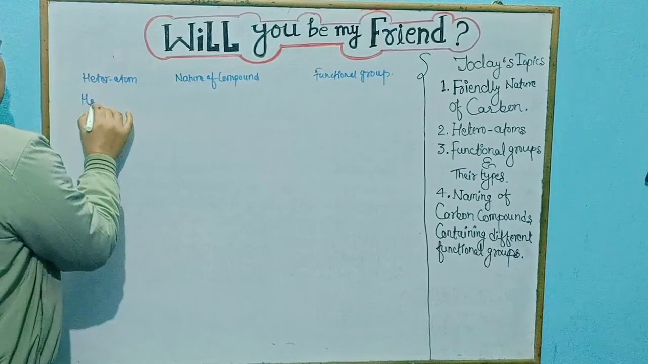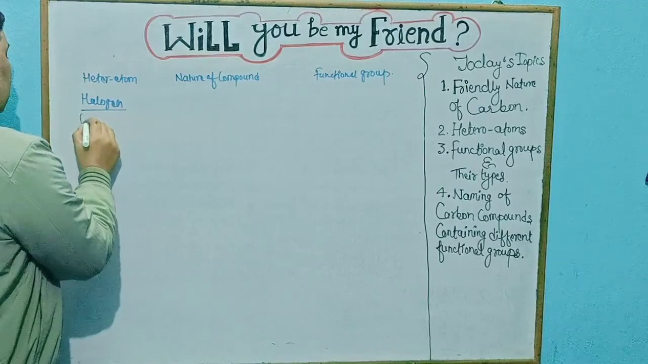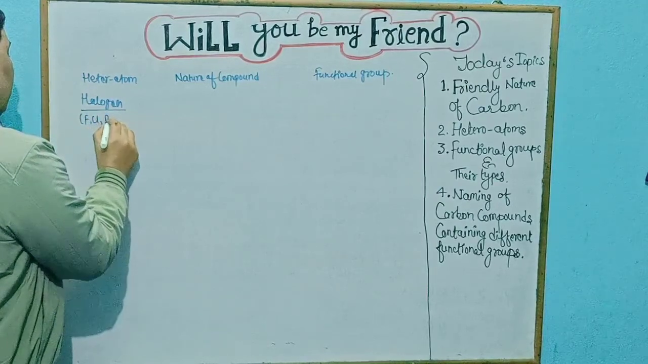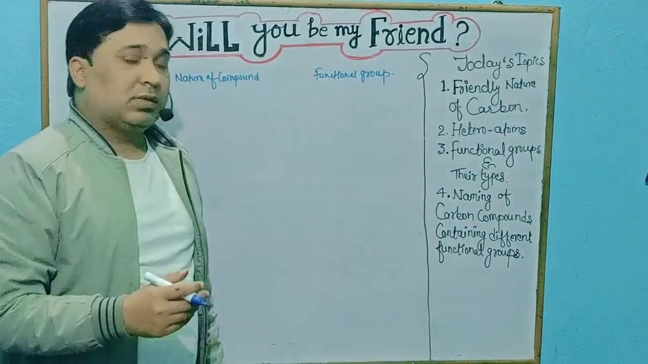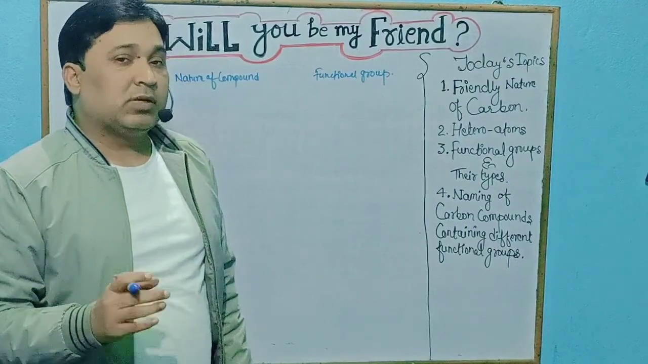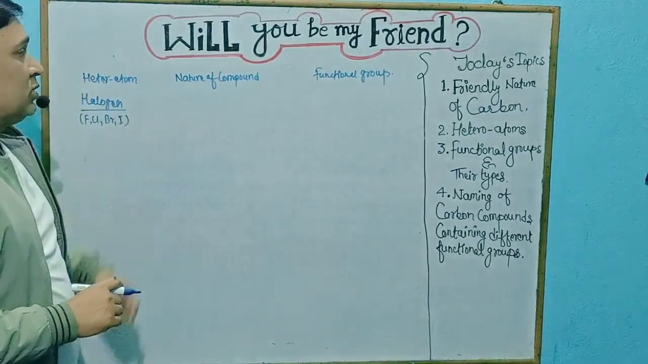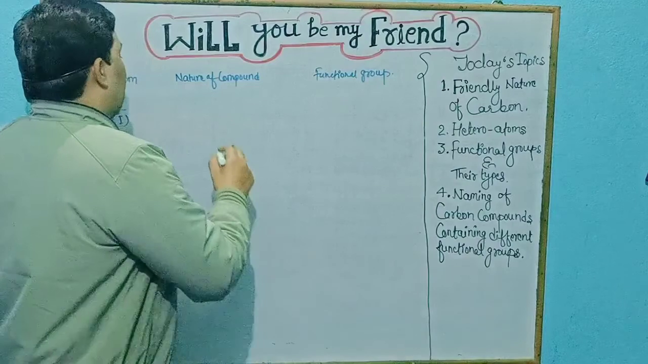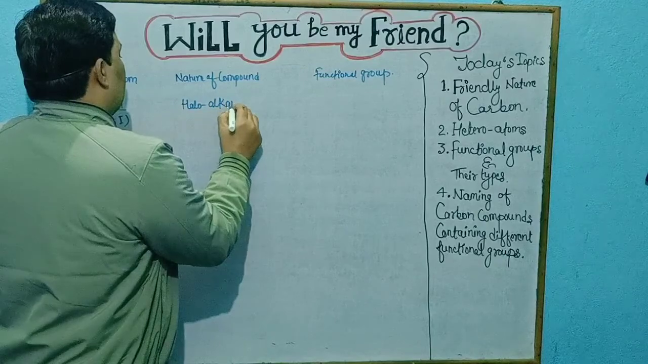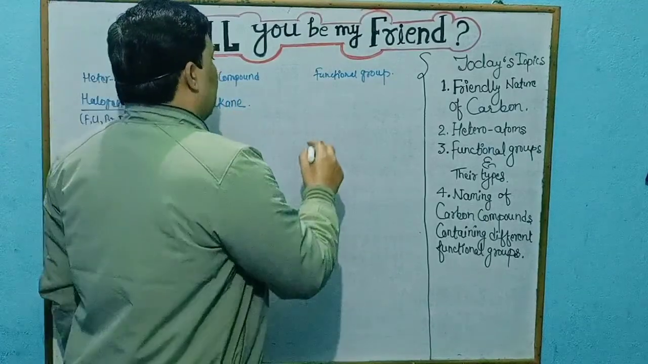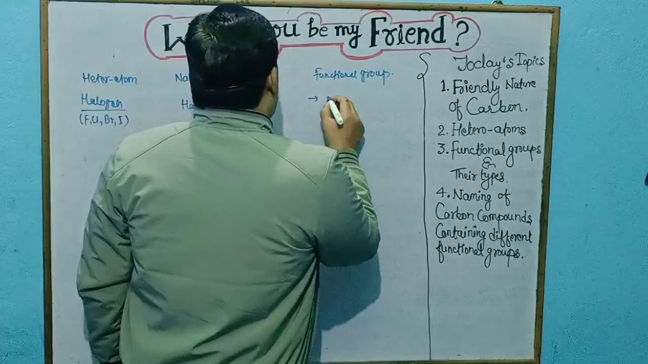Starting from halogen, halogens are fluorine, chlorine, bromine, iodine. These are the elements present in group 17 of the periodic table, and that is called the halogen group. So all these elements are called halogens. When a halogen gets attached to a carbon compound, especially to hydrocarbons, it becomes a haloalkane. They get attached to the hydrocarbon by replacing hydrogen from it.